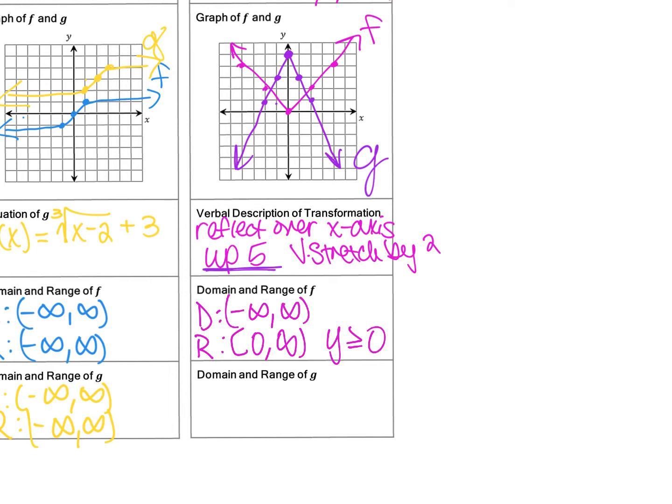And then looking at our translated g, domain, same thing as the parent function, all real numbers. And then the range, notice we shifted it up 5, and it's opening down because of the reflection. So that would be from -infinity to 5, or you can put y is less than or equal to 5.